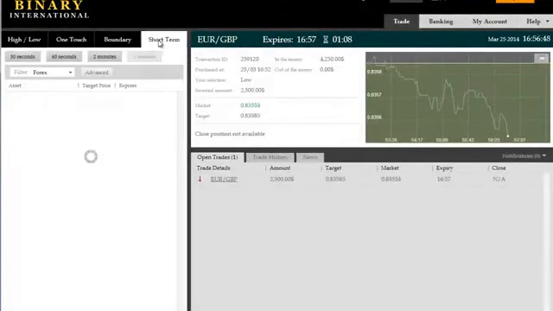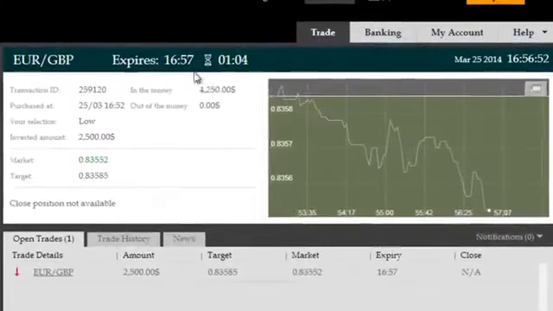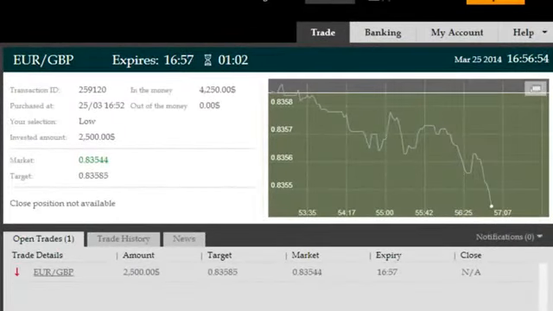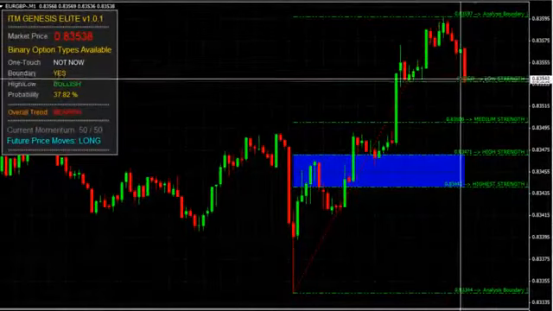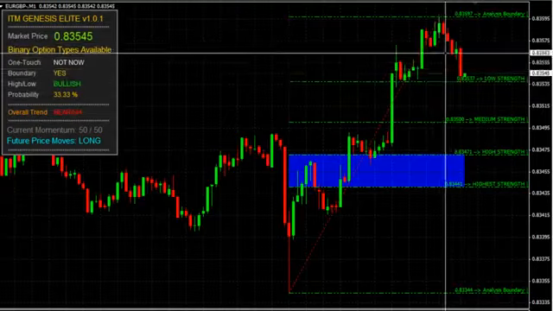picture. We couldn't take the boundary trade identified by ITM Genesis Elite because boundary options weren't unfortunately available on the broker at the time. So we went with a 5-minute short option instead, which was equally fine. And as you can see, the results are spectacular.